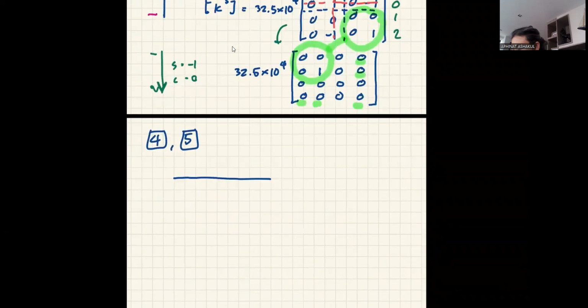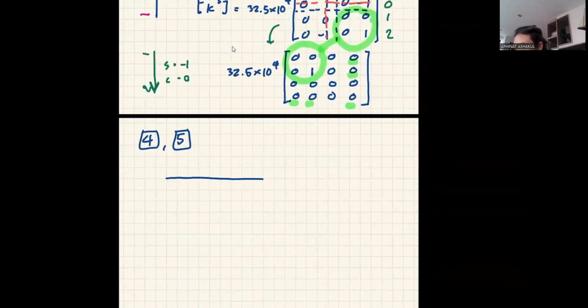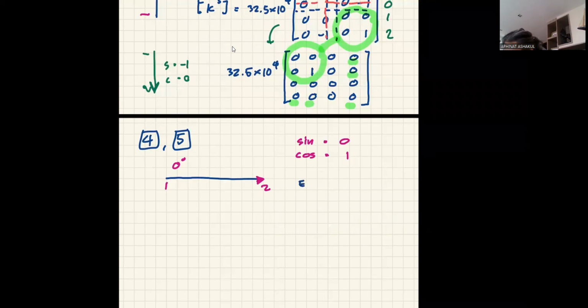Okay, so let's say now we go back to members 4 and 5, and local nodes 1, 2 are like this. So it's pretty simple. The orientation is like this. So sine is 0, cosine is 1, because your orientation is 0 degree. Okay, and we need to do some calculation for EA over L for member 4, 5.